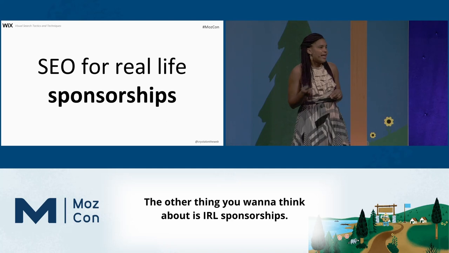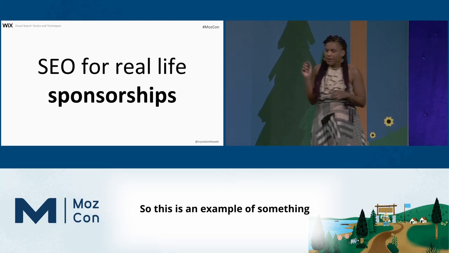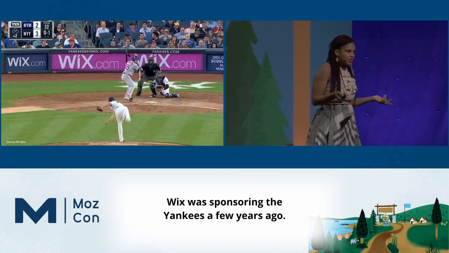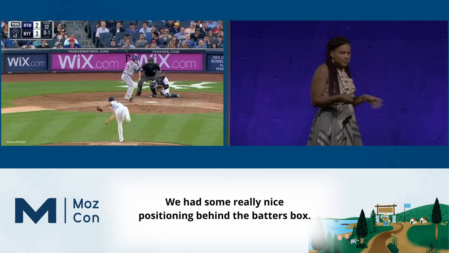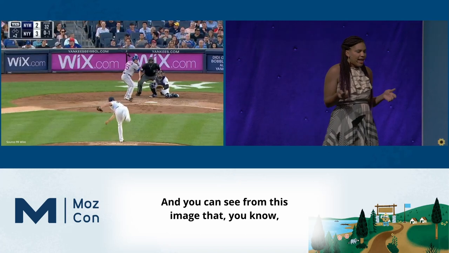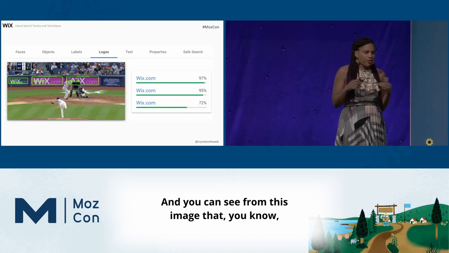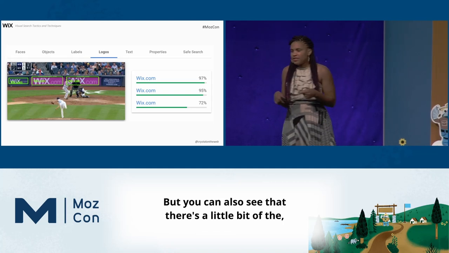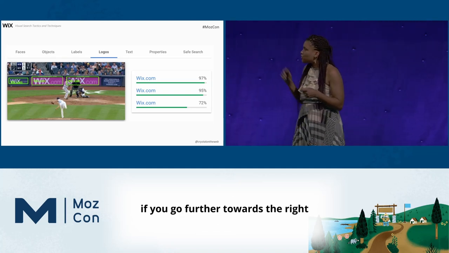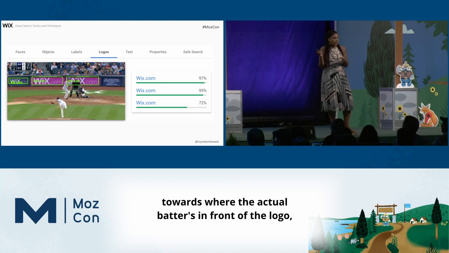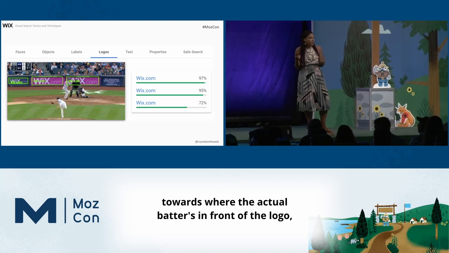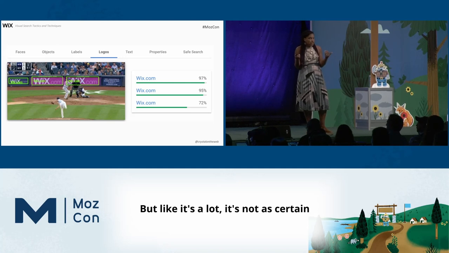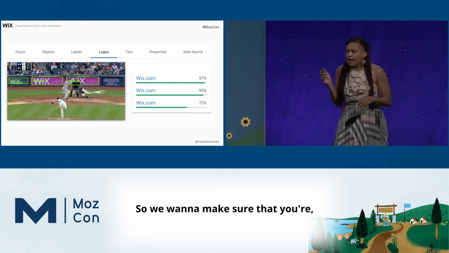The other thing you want to think about is IRL sponsorships. So this is an example: Wix was sponsoring the Yankees a few years ago. We had some really nice positioning behind the batter's box. And you can see from this image that Google's recognizing, yeah, Wix sponsored that. But you can also see that if you go further towards the right, towards where the actual batter is in front of the logo, they're getting a little less certain. They're like, we think that's Wix. I'm pretty sure. But it's not as certain as the other ones on the side.